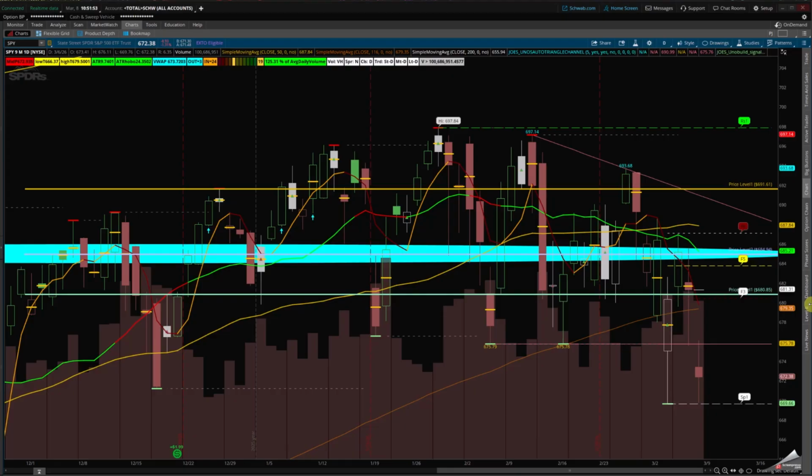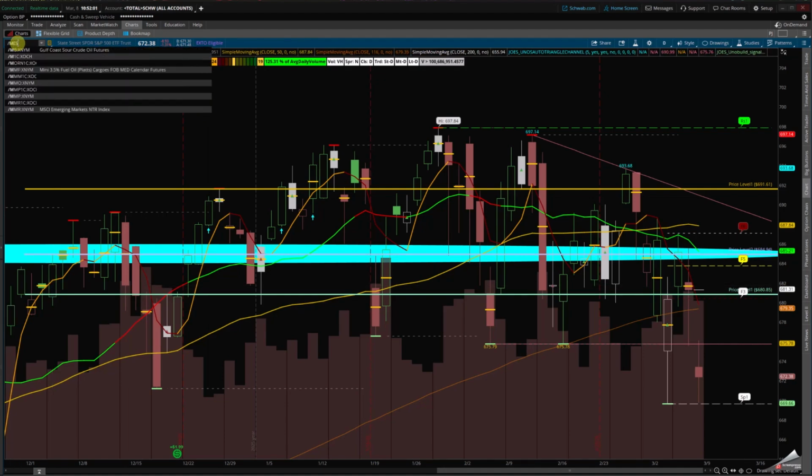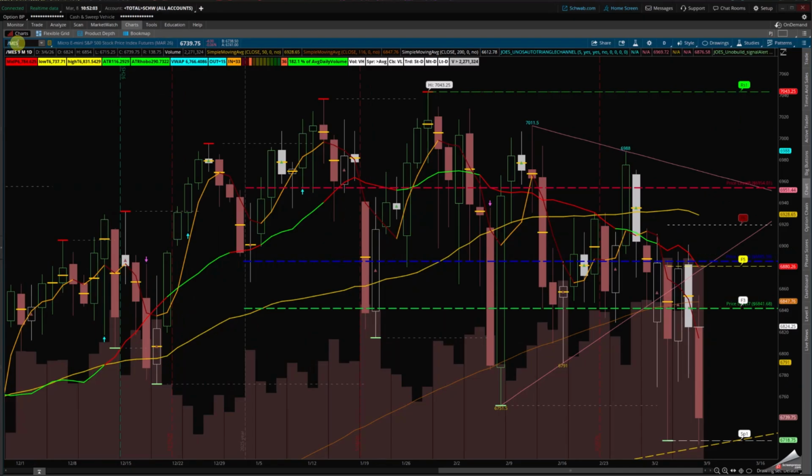It sometimes happens, so we have to be not biased. We have to understand the risk involved on the SPY. Let's go do the micro NQ and I'll do the Mag 7. So let's do the measured move.